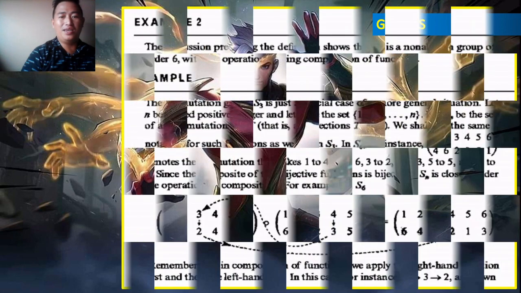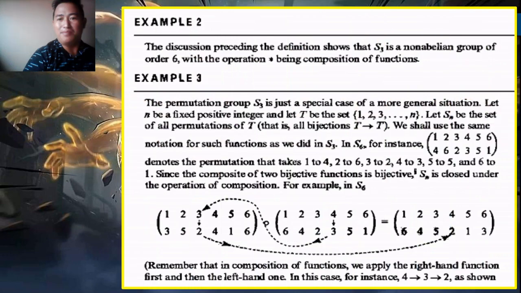Okay? Now next, the discussion preceding the definition shows that S3 is a non-abelian group. O, dara na class, non-abelian group siya of order 6. Okay, 6 ito yung elements, no? So, yung order, with the operation star being the composition of functions. Okay, so dili abelian class ang atong S3. Next, example number 4, example number 3.